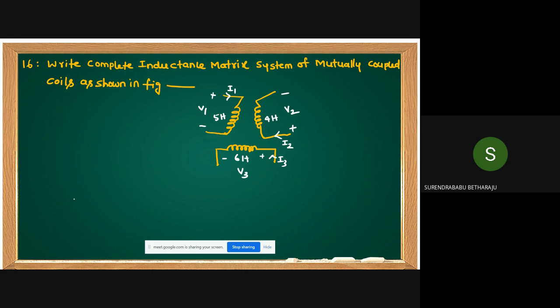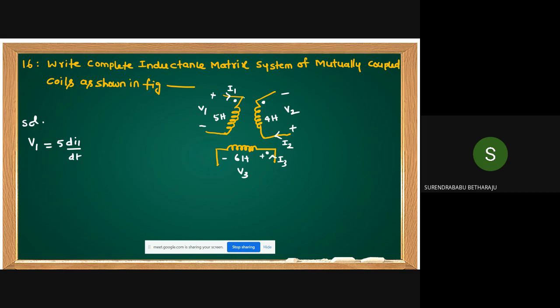So then you write the system of matrix, that is a coupled coils matrix. How to write V1, students? What is V1? You tell me. 5 into di1 by dt. But the dots are also given in the problem. This is the dot, and this is the dot. And for this coil, this is the dot. Dots are given like this. Now tell me what is V1? 5 into di1 by dt.